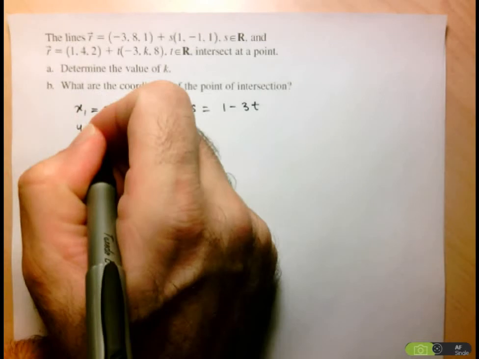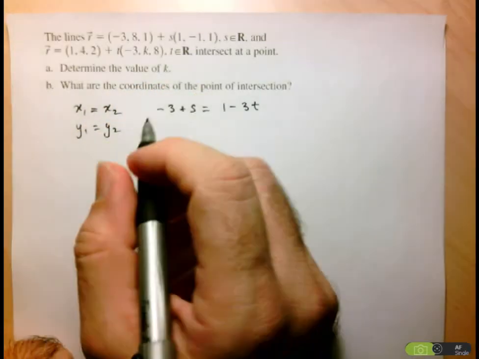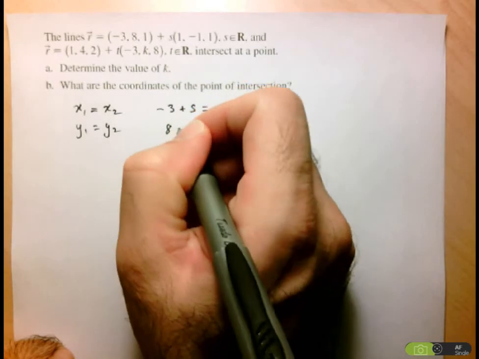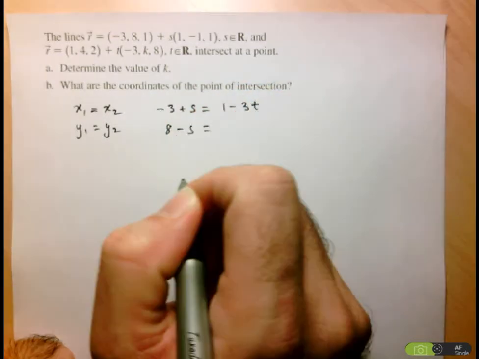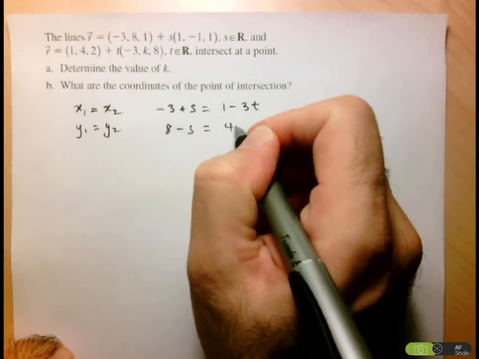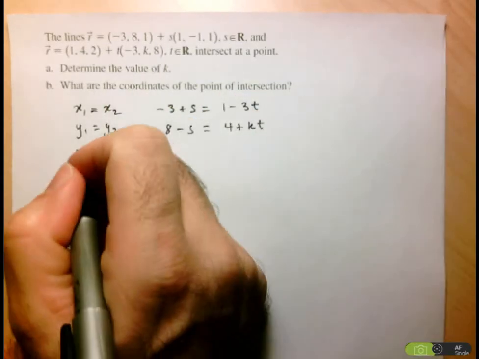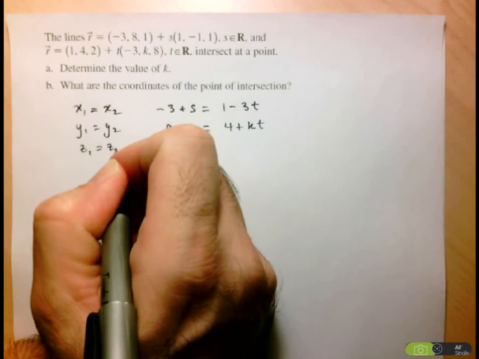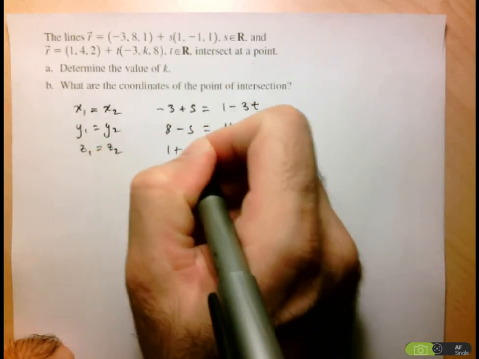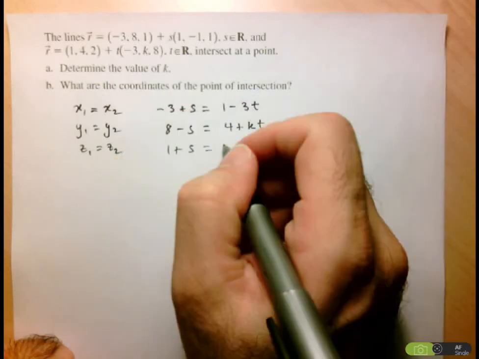And then from there we continue. We know the y components also have to be the same. So in other words, 8 plus -1 times s, so 8 minus s, has to be equal to 4 plus, in this case here, kt. And the z components have to be equal. So 1 plus s has to be equal to 2 plus 8t.